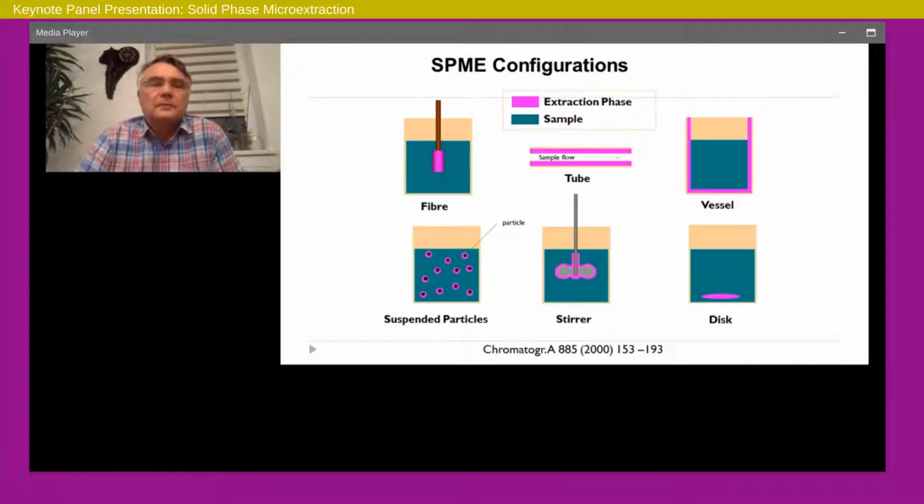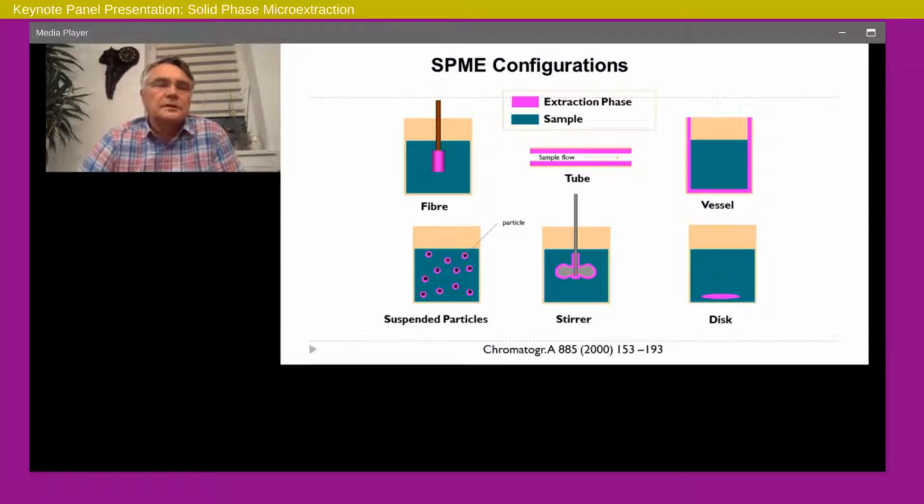The beauty about SPME is not only what I said, the advantage of enrichment, but also that you can coat any type of surface. So you have the surface of fibers, the surface of tubes, surface of vessels, particles, stirring mechanisms, discs, and all of them have been already investigated. You see the publication below, which introduces those different topics quite early.